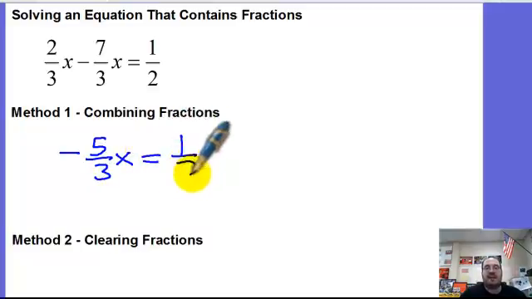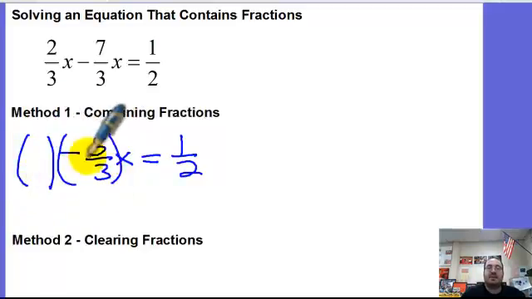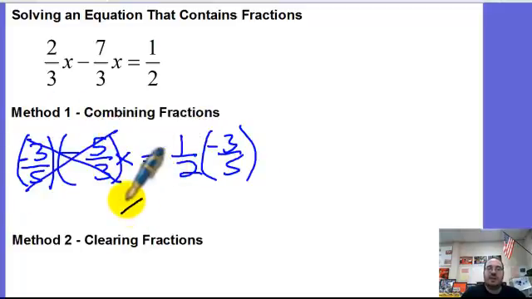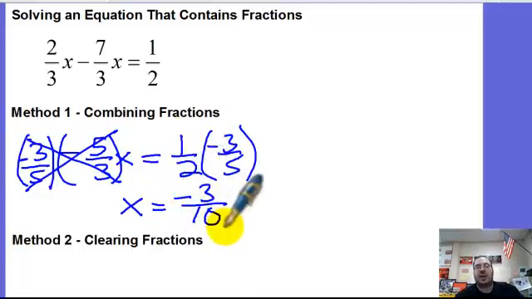And then I get 1/2. And if you remember from the last couple sections, when you have a fraction in front of the variable, you can multiply by the reciprocal. So I'm going to multiply negative 5/3 by negative 3/5, and do that to both sides. And those cancel, and you get x equals, well, 1 times negative 3 is negative 3, and 2 times 5 is 10, and then you'll want to check your work.